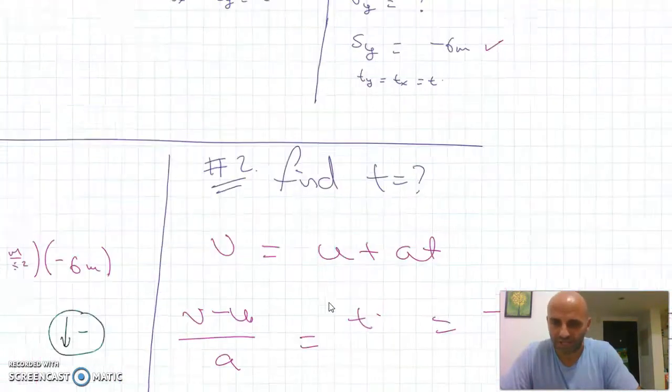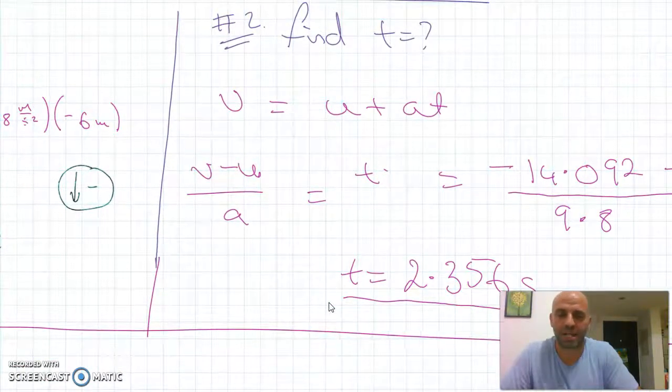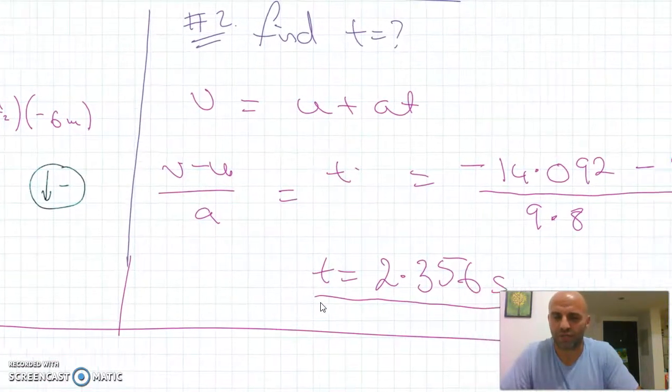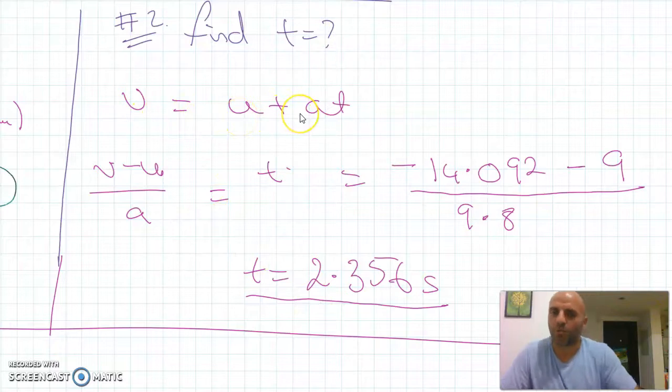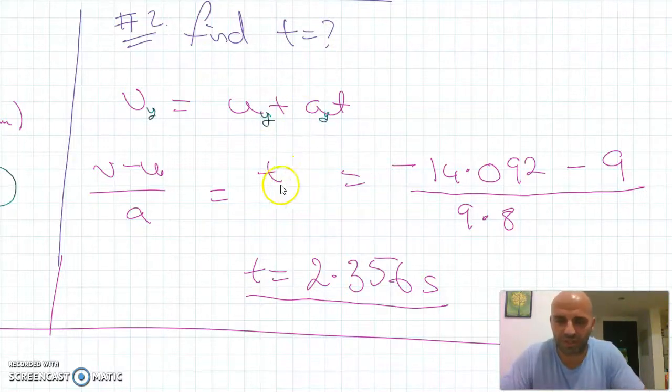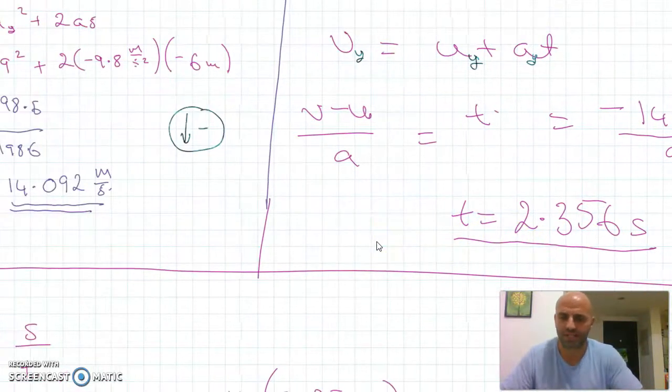Next step is to find the time. The time in the y is going to be the same as the time in the x. We'll use that for the displacement. So the final velocity in the y direction is equal to the initial velocity in the y direction plus the acceleration times the time. I don't need to put the y on the time because it's irrelevant. Plug in your numbers and you get 2.356 seconds.